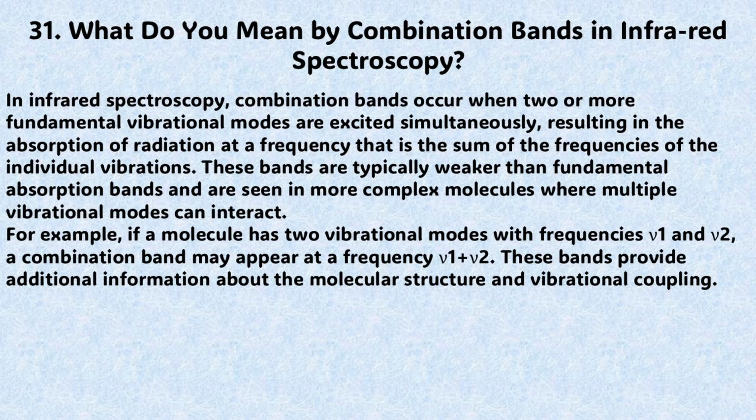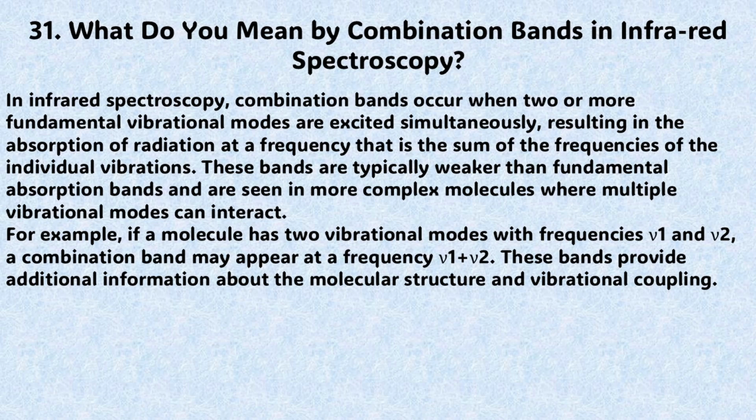Now we will move to question number 31. What do you mean by combination bands in infrared spectroscopy? The answer to this question is very simple. In infrared spectroscopy, combination bands occur when two or more fundamental vibrational modes are excited simultaneously, resulting in the absorption of radiation at a frequency that is the sum of the frequencies of the individual vibrations.